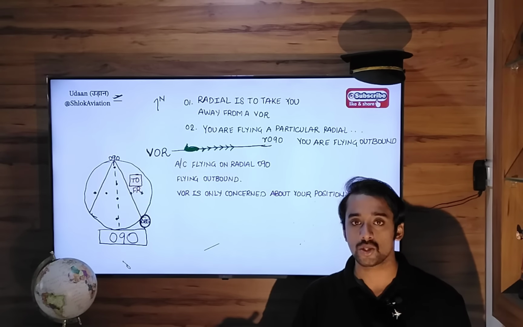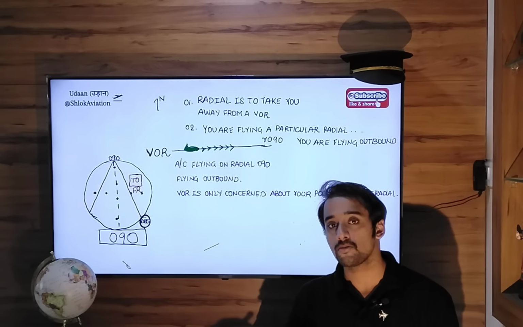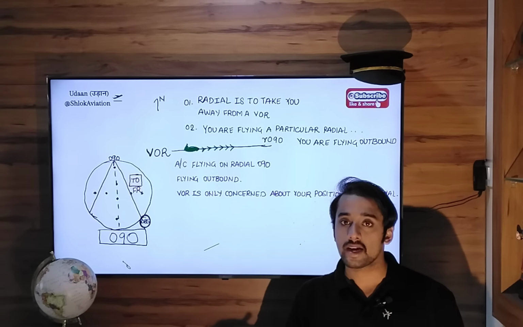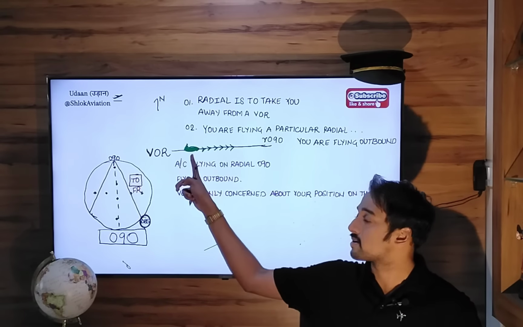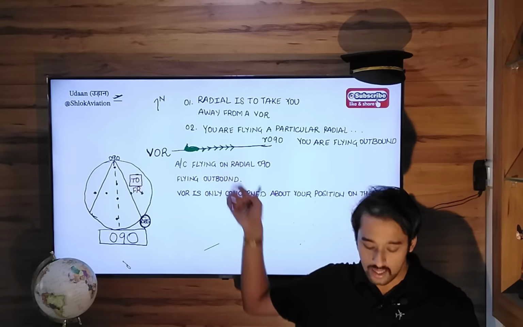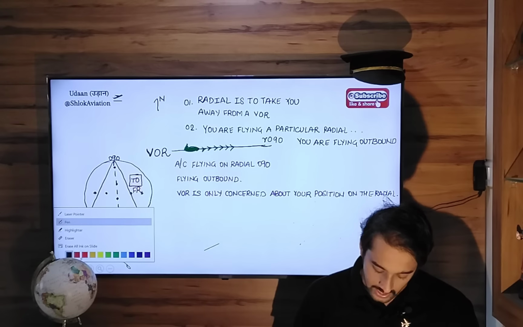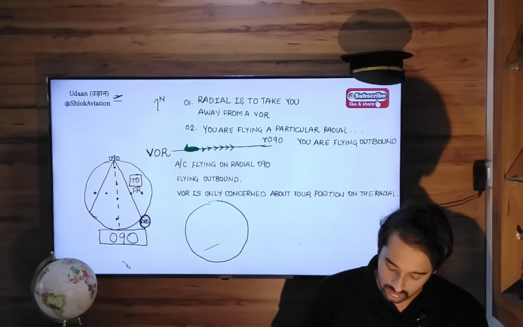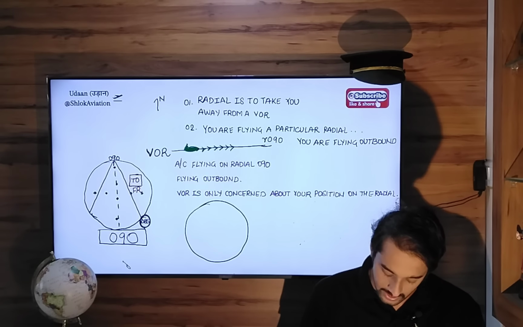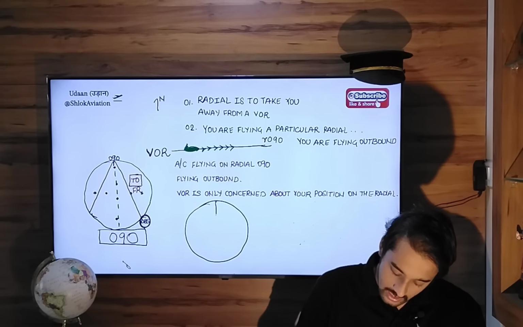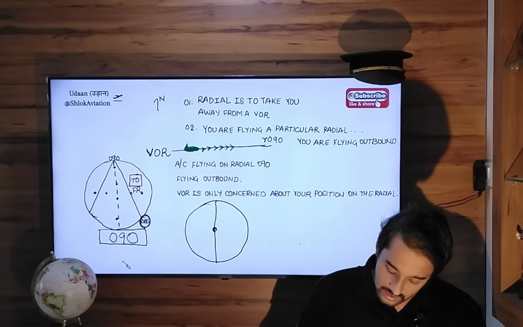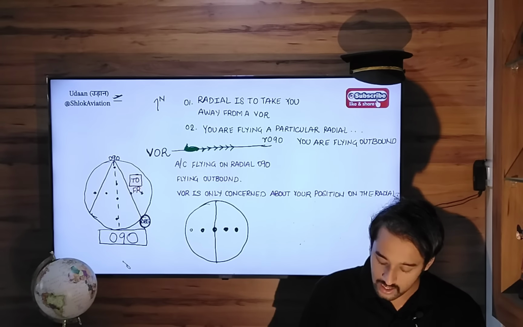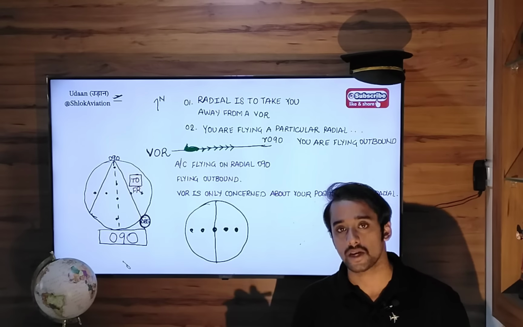The radial on which the aircraft is situated is 090. It is flying outbound on that radial, so I have put 090 here. Next, if the aircraft is situated correctly on the radial like here, flying on the center line of that radial, the CDI needle will stay in the center. As long as you are on the center line of the radial, the CDI needle will stay constant in the center.